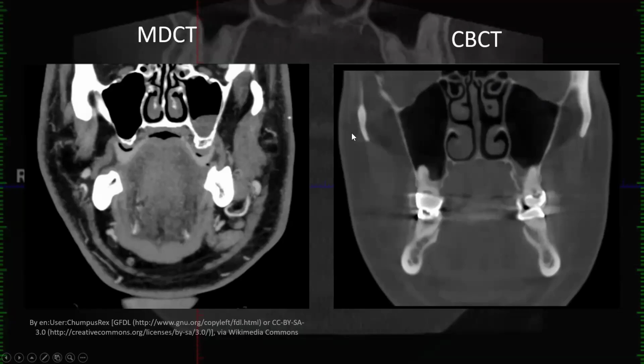And so there are other medical professionals starting to adopt CBCT, with lower dose and lower exposure to the patient. It's not as great as soft tissue contrast, but if that's not your primary concern, then CBCT is a great option.